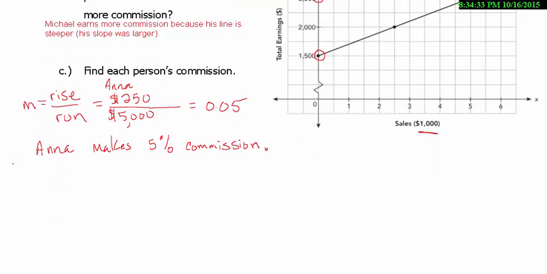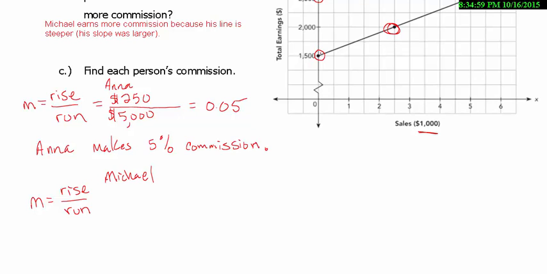Now let's find Michael's commission. Again, we have to find the slope. In this case, we're finding the slope of Michael's line, and so we have rise over run. Again, this is Michael. Looking back at the graph for Michael, we have some options as far as ordered pairs go. We've already circled the initial value, or the y-intercept. We have another one right here.